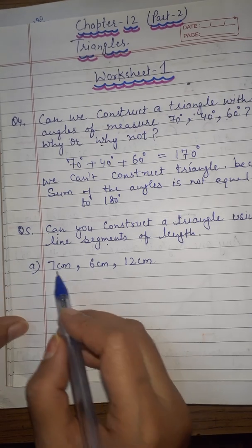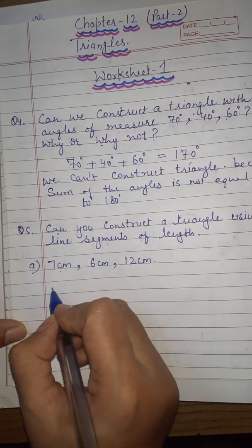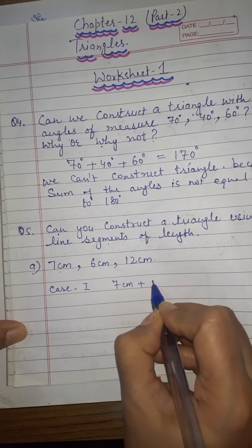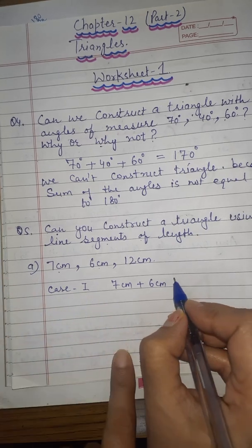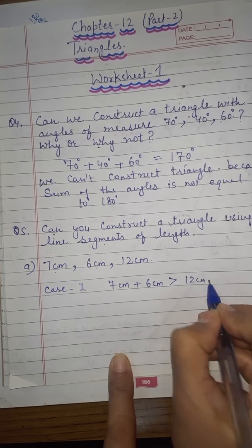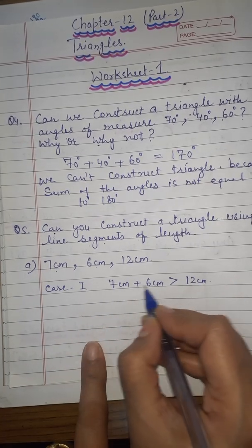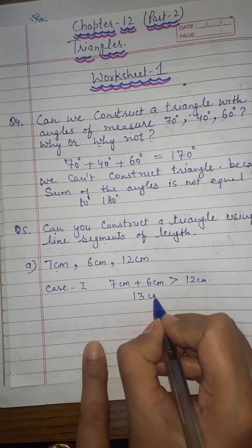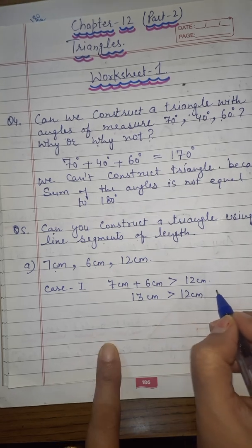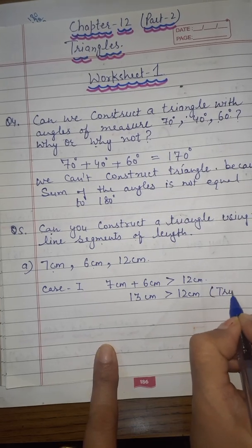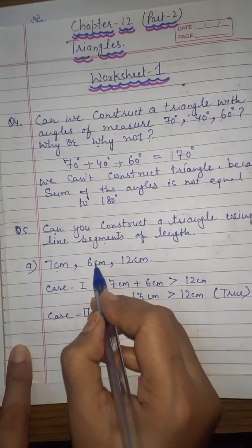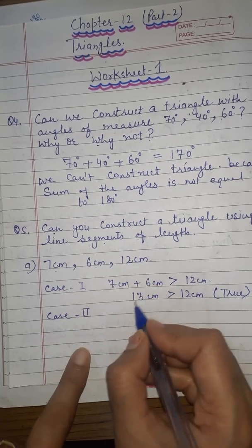Okay, so here first we will take this and this side. In case 1, 7 centimeter plus 6 centimeter should be greater than 12 centimeter. Okay, here 7 plus 6 is equal to 13 centimeter, and 13 centimeter is greater than 12 centimeter. This is a true case, satisfied.